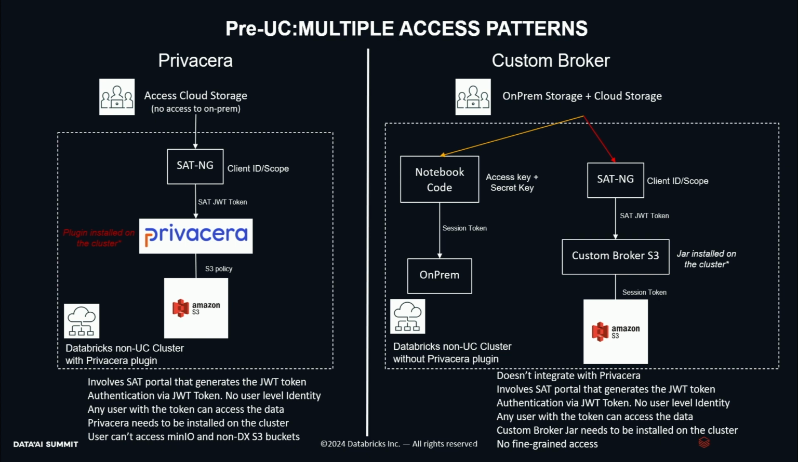On the right hand side, the Custom Broker side, if you just see the piece for on-prem access, that access works on access key and secret key concept. So again, on the Databricks cluster, we'll need to attach Spark configs, which is going to supply the access and the secret key details. And using these keys, a session token is created, which is going to grant access for the on-prem data. Now this Spark config setup that is required for on-prem access cannot be done on a cluster which is already enabled for Privacera because it's not supported.